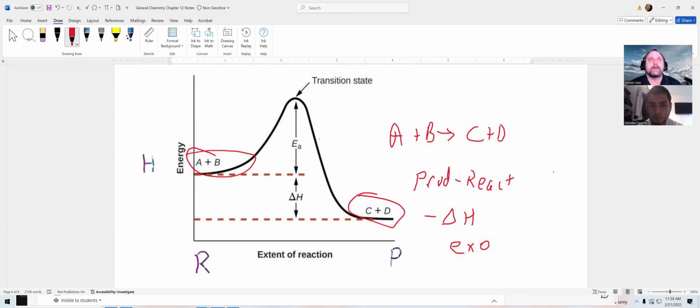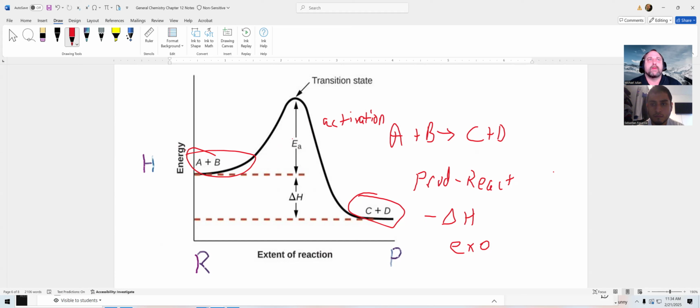Now, this is our energy of activation. This is what it takes to get the reaction to go. Everything has some positive energy of activation, even in this case where we get more energy out than we put in. But there's some amount of energy needed to get the reaction to start.